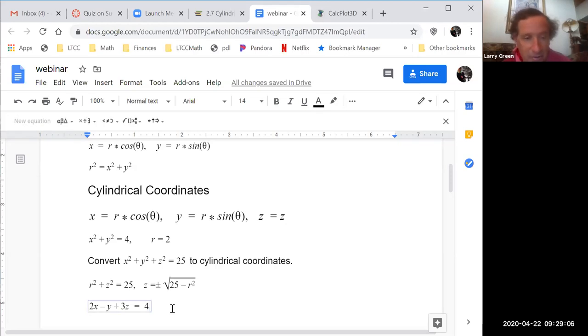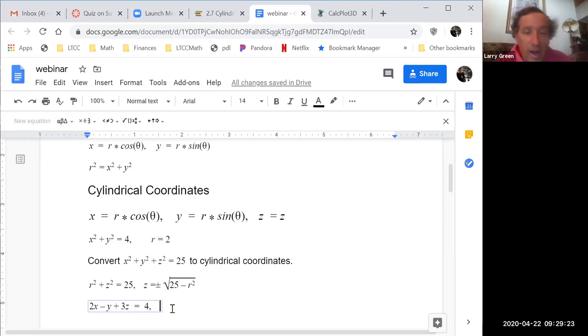I want to let you know the first thing is you'd never do this in the real world because planes are much nicer in rectangular coordinates. But once in a while, you got to do what you have to do. So let's convert this to cylindrical coordinates.